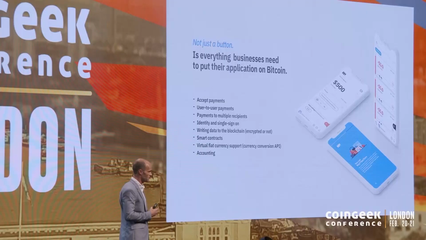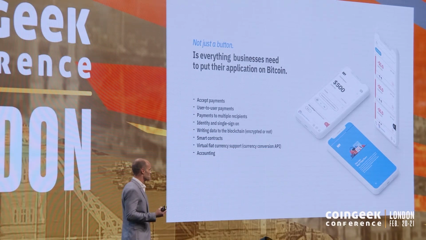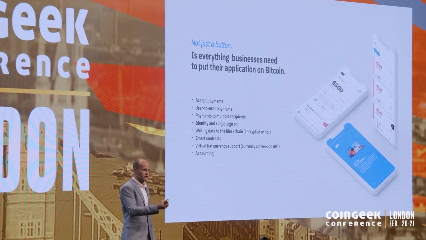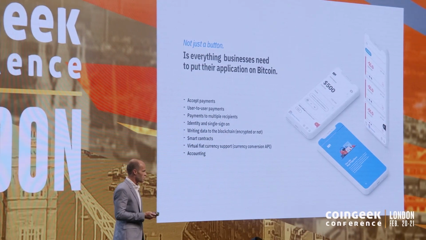We have things like identity and single sign-on so that the user can sign into an application with their MoneyButton identity. We support writing data to the blockchain, including writing encrypted data. The data can be encrypted by the user and then decrypted only by that user. We support contracts in Bitcoin, that is to say script. We also have a form of virtual fiat currency support, where the end user sees prices denominated in their local fiat currency, and we have support for various accounting features as well.